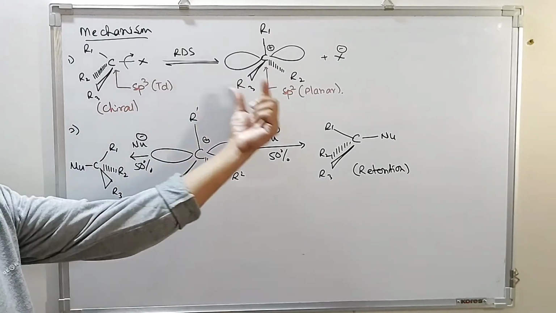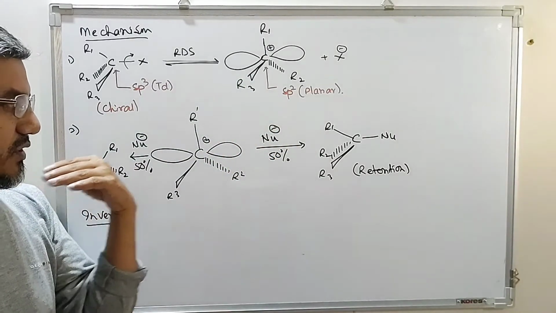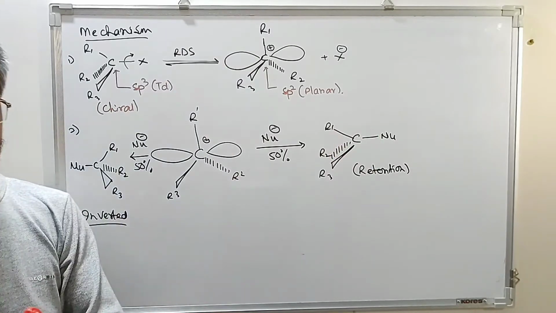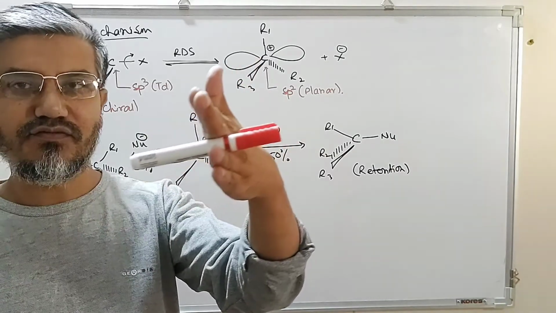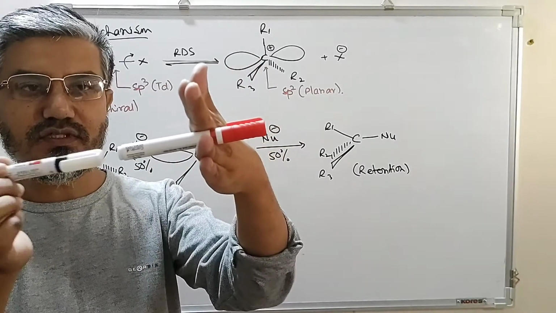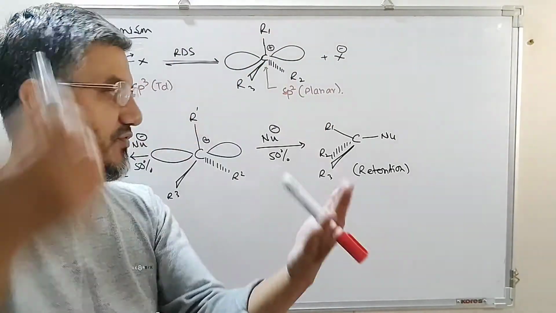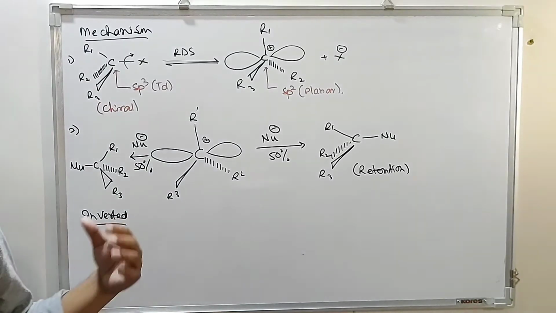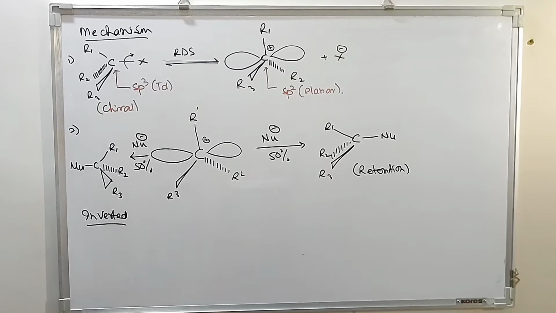Because this cationic carbon is planar, the nucleophile can approach from either side of the molecule. So this is a planar molecule, where we have this p orbital. The nucleophile has a 50% chance of approaching this p orbital from this side, or 50% from the other side. So there are 50-50 chances for retention as well as inversion. This retention and inversion is responsible for the racemization of the product.